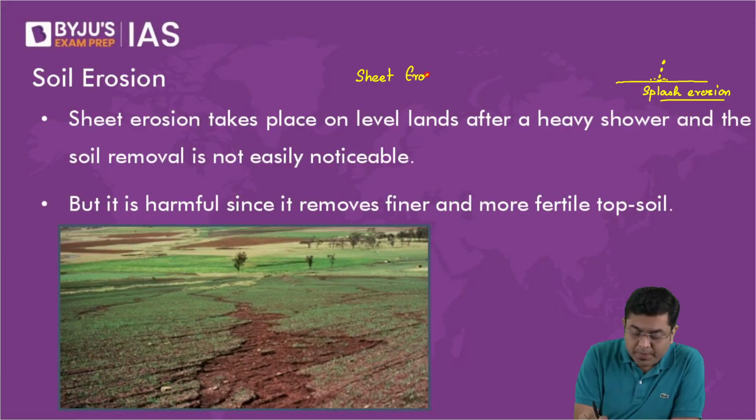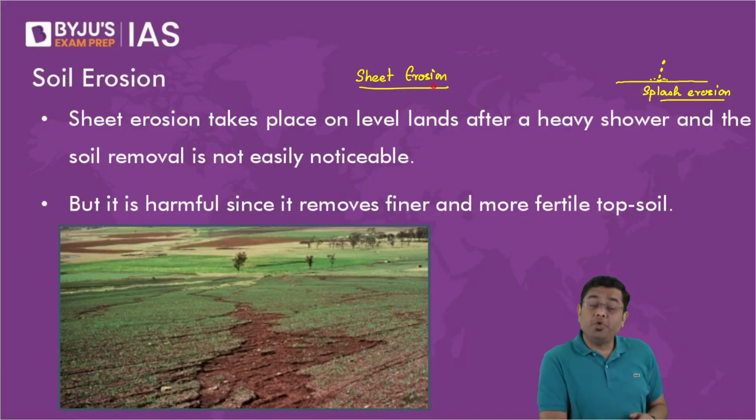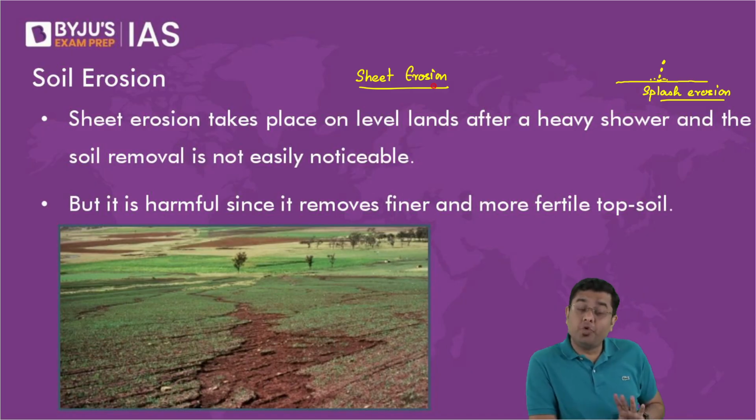Sheet erosion. Now, all these methods of erosion you will be able to observe only in those areas where you don't have the presence of a lot of vegetation. If you have the presence of vegetation, it will bind the soil in its place. When you don't have vegetation, the soil is free to move from one region to another.